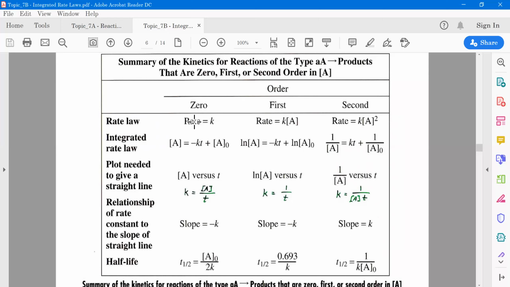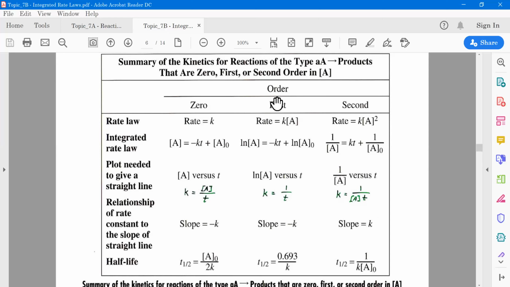Of course, the concentration will decrease with time, and it will do it linearly, because as the reaction proceeds, the concentration of A will keep getting lower and lower. But the rate that you observe does not depend on that concentration. It simply is a fixed value, that is the rate constant.